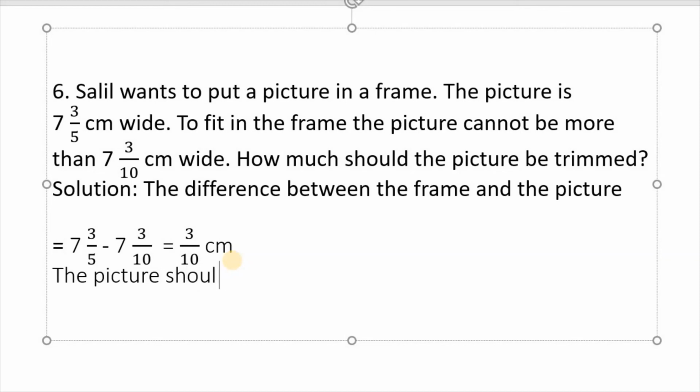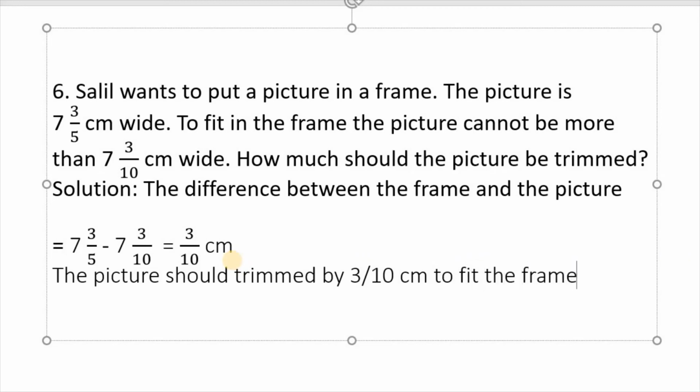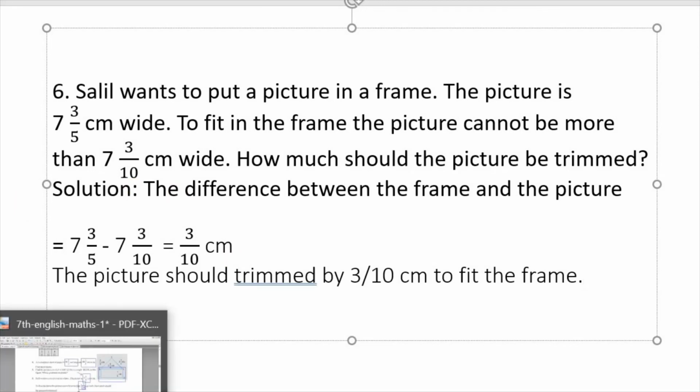Whenever you are solving a statement problem, it is a good practice to write the final answer in the form of a statement. So the picture should be trimmed by 3 by 10 centimeters to fit the frame. Let us go to the next question.